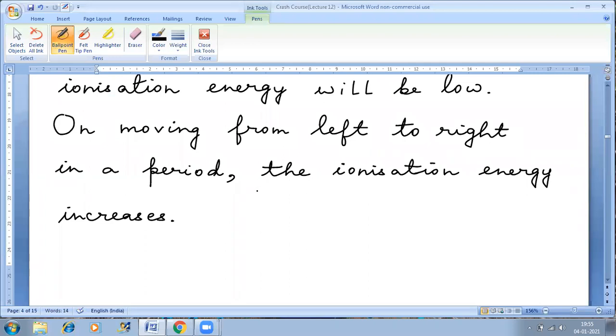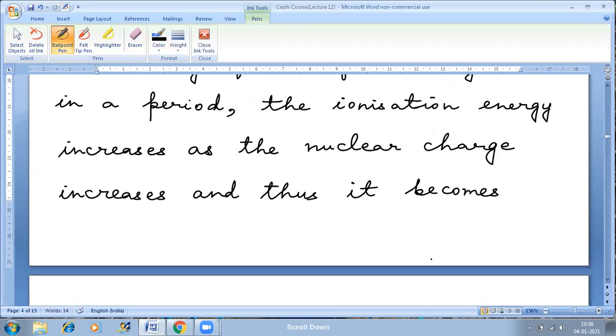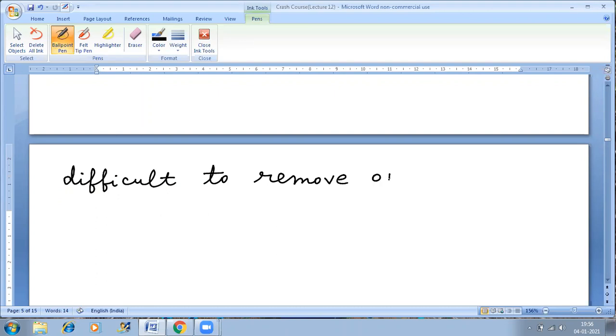So on moving from left to right in a period, the ionization energy increases, as the nuclear charge increases, and thus it becomes difficult to remove one electron from the atom.